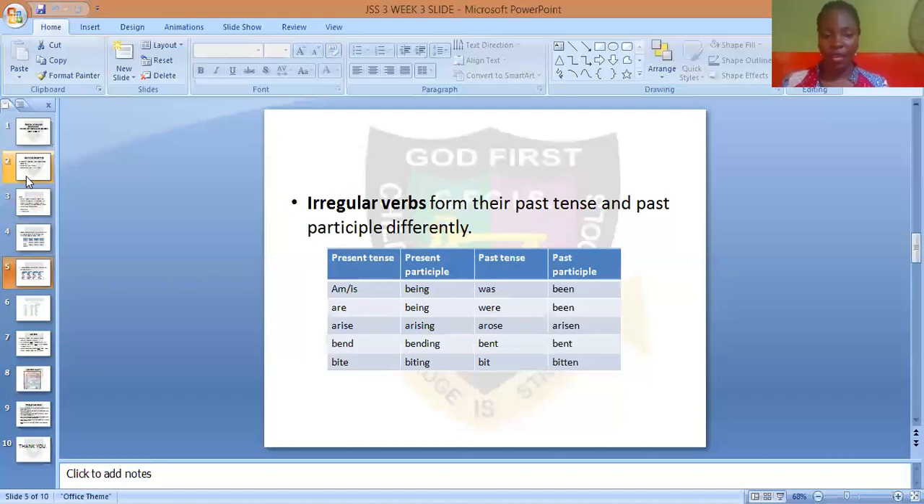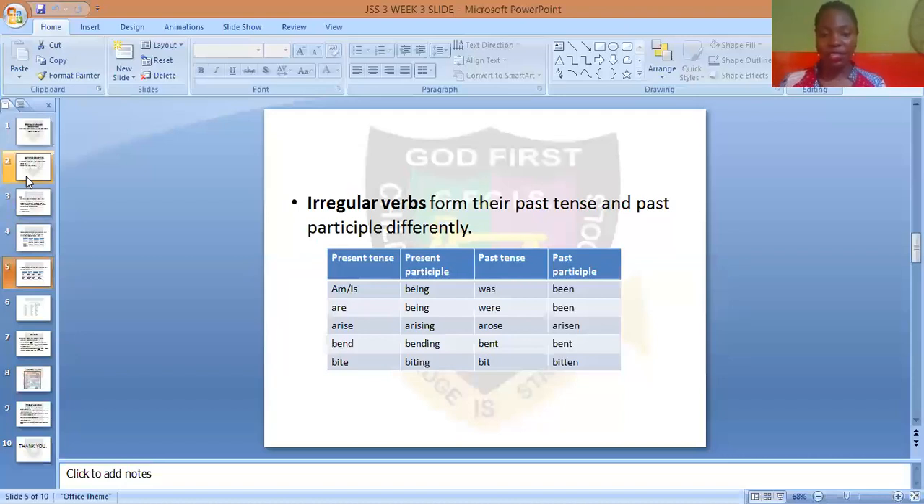Arise. We have arising. This is the present participle. Arose. Now let's take a good look at this. Arise, arose. You see, there's a clear difference between arise and arose. The past tense is formed differently. I changes to O, arise and arose. And the past participle is also formed differently. Arise becomes arisen.